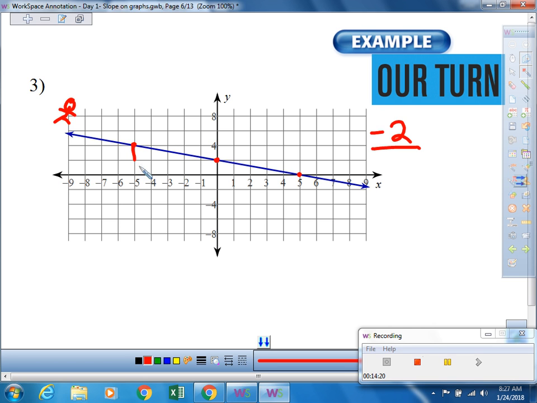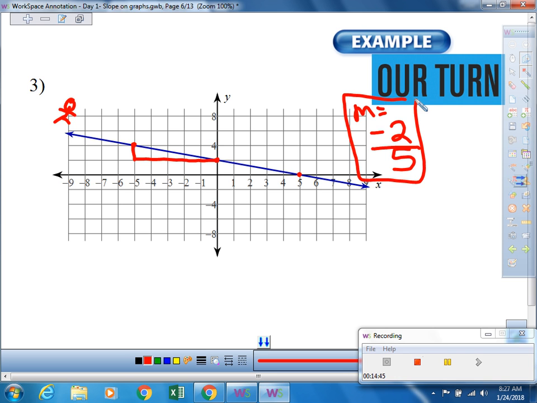So what's my scale on the x's? 1. So you just have to count. 1, 2, 3, 4, 5. So m equals negative 2/5.